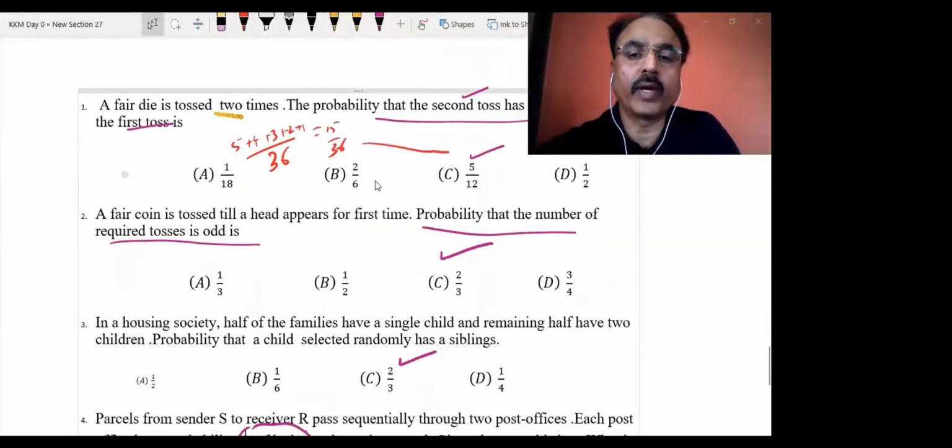Similarly here, directly, if there are 100 families, 50 have got only 1 child and 50 have got 2 children, and 2-children families are 100, 100 upon 150, which is 2 by 3 is the answer again. Last one, you have to work out a little bit, and working out you can get 4 by 9 as the answer. Please see that you practice these things again and again.